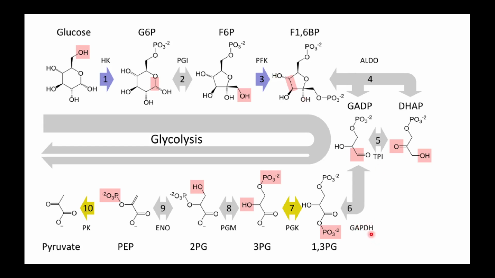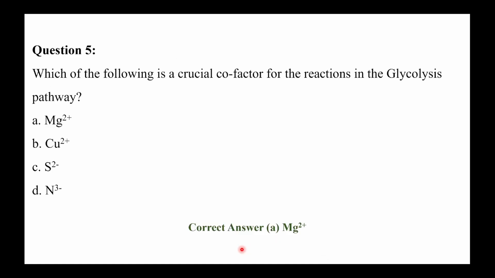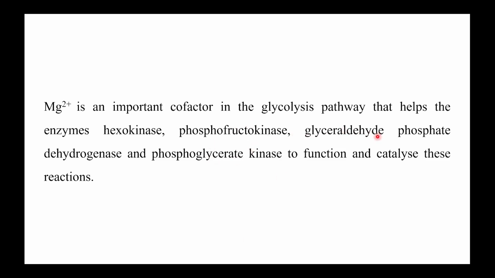Then we had GAPDH, glyceraldehyde phosphate dehydrogenase, that was converting glyceraldehyde phosphate into 1,3-phosphoglycerate. So that is also using Mg2 plus as a cofactor. And then phosphoglycerate kinase, that was doing the dephosphorylation reaction, 1,3-phosphoglycerate to 3-phosphoglycerate, that is also using Mg2 plus. So out of 10 enzymes in the pathway, 4 require Mg2 plus. So it is an important cofactor in the glycolysis pathway. That's clear to everyone?